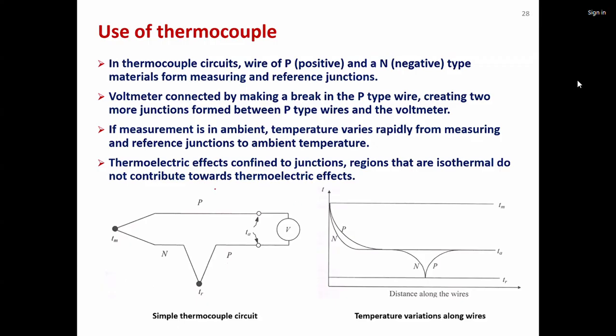We have to understand that the thermoelectric effects that contribute towards the EMF generation, which helps you in predicting the temperature, are confined to only the junctions. That means these junction temperatures are very important. The ambient or isothermal temperatures elsewhere, which you see here, do not contribute anything towards the thermoelectric effects.